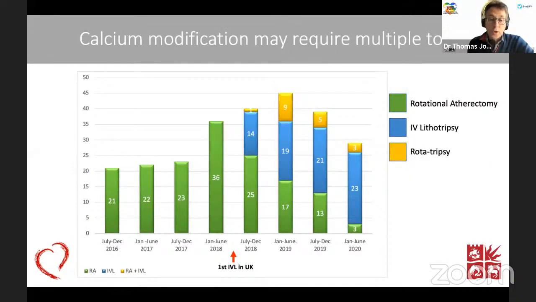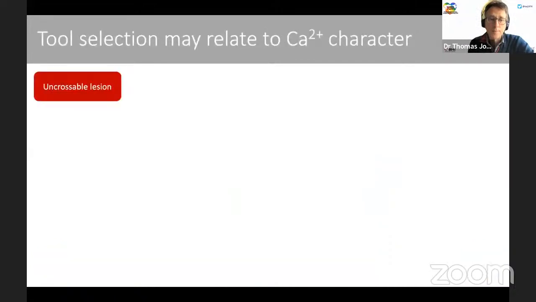If we look at this as a whole, broken down into 6-month periods, there has been an increment in our usage of modification, albeit COVID impacts the numbers to the far right of this graph. What I really want to stress is that with the advent of new technology, we start to see cases where multiple adjuncts are needed. It's not that we take rota and that's it, or we take intravascular lithotripsy and that's enough. There are a proportion of cases where we have to consider more than one modality.